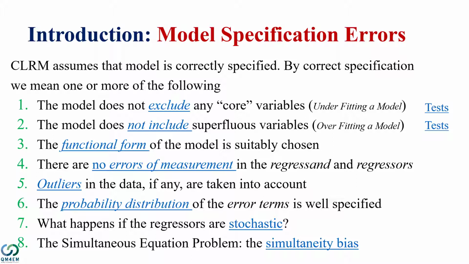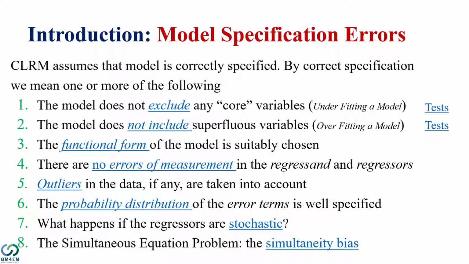We also discussed the Ramsey RESET test and the Lagrange multiplier LM test for model specification. Finally, we discussed the functional form, which is also an important requirement for the linear regression model as per the classical linear regression model assumptions. So in today's lecture, we are going to focus on the remaining five model specification error issues, and discuss how they affect the estimation and the results of our model.